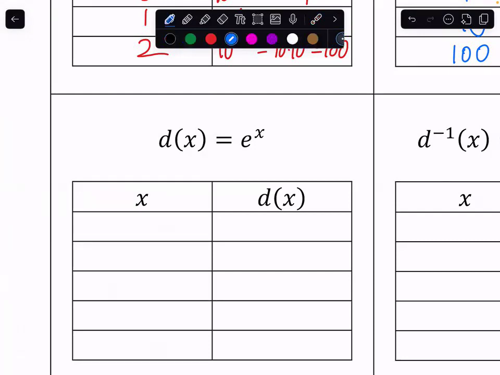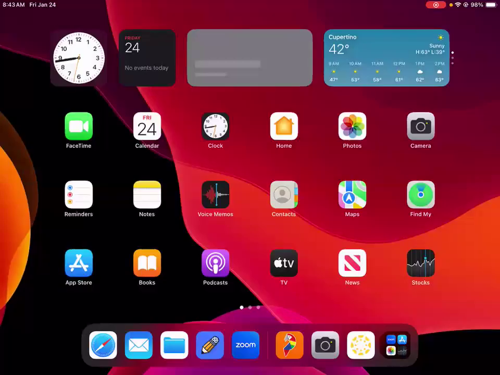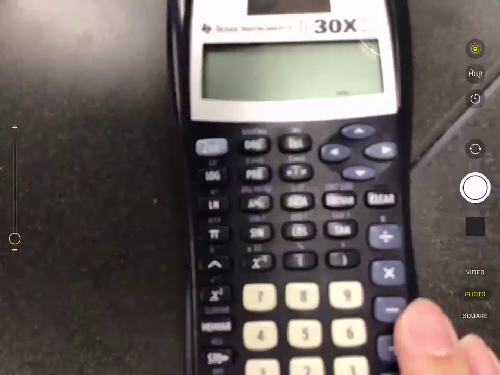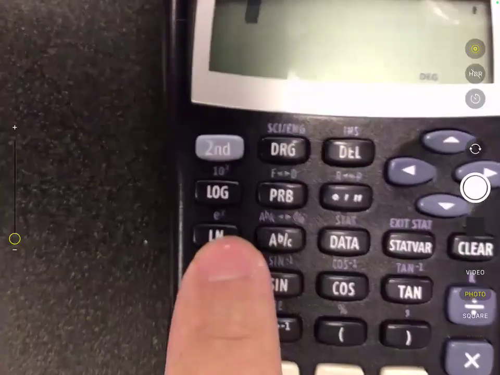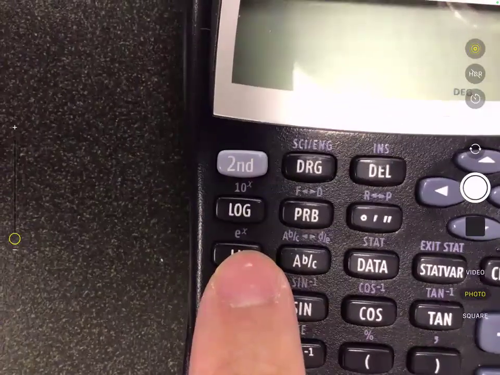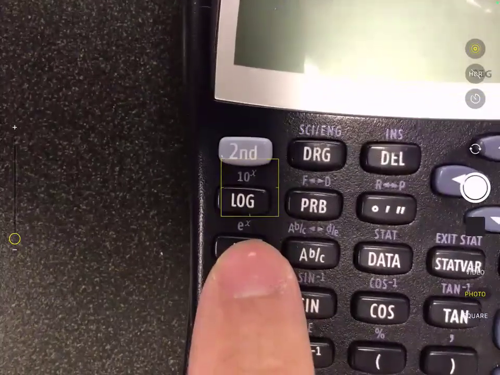Okay, so we'll do the same x values as above. Now how you're going to type this in. Again, every calculator is a little different, so some of you may have different models. But for this type of calculator, if you look above the ln button, printed above it is e to the power of x. Hopefully you can see that.